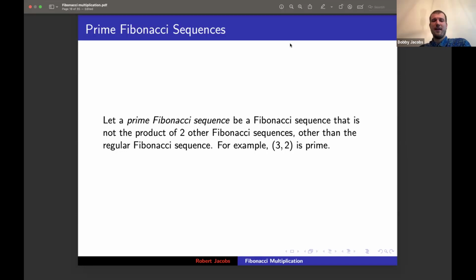So now we're going to define a thing called prime Fibonacci sequences. A prime Fibonacci sequence is a Fibonacci sequence that's not the product of two other Fibonacci sequences other than the regular Fibonacci sequence, so other than the sequence with 1, 1, 2, 3, and so on. So for example, (3, 2) is prime.